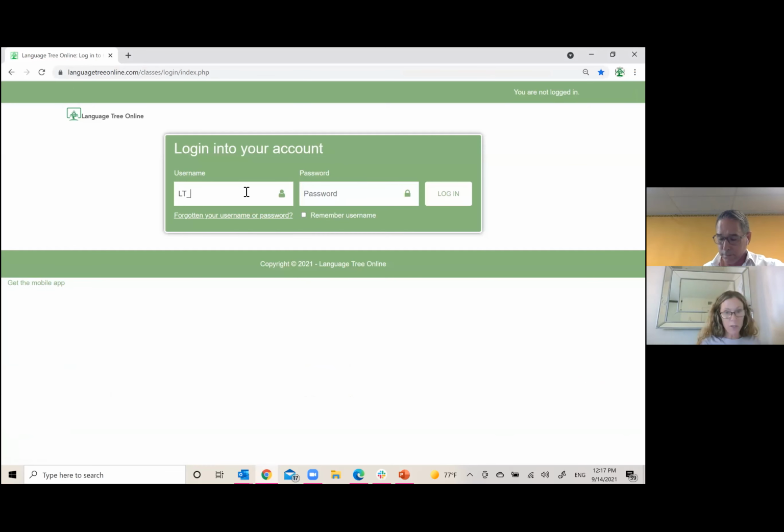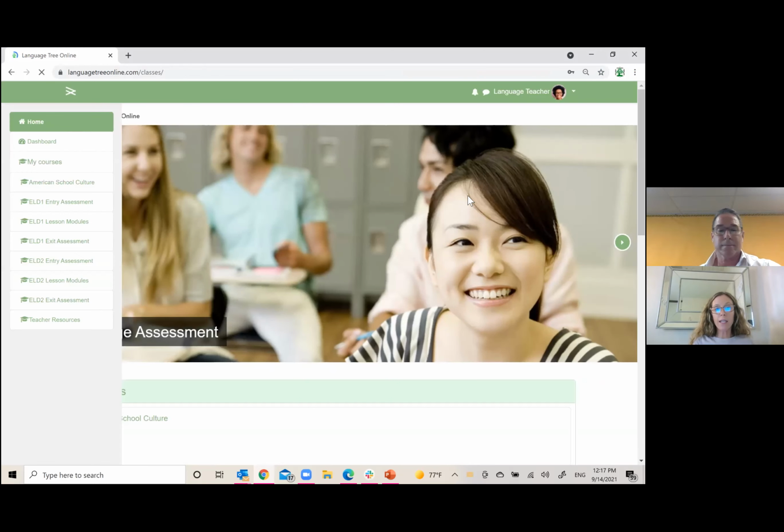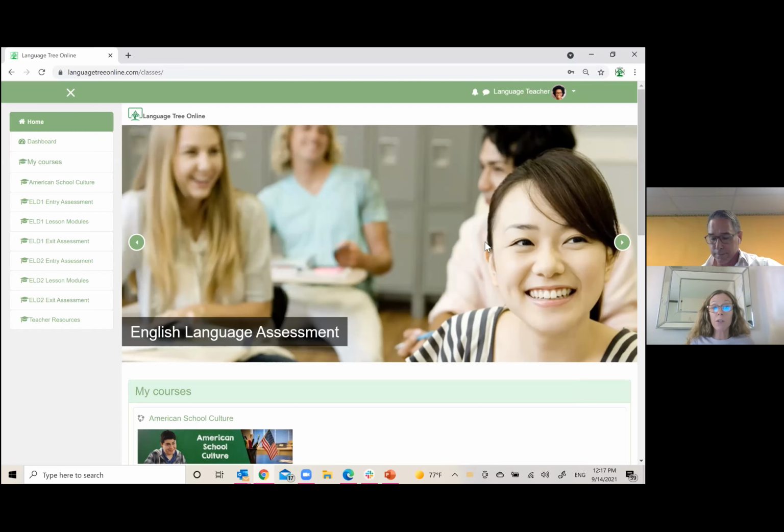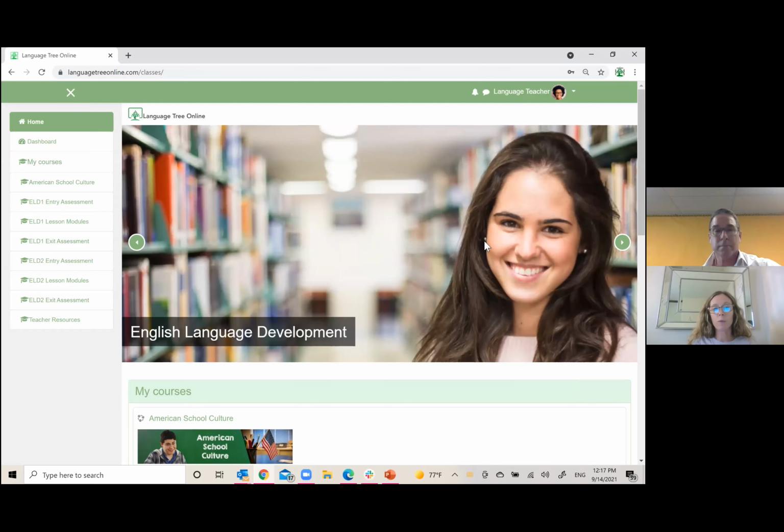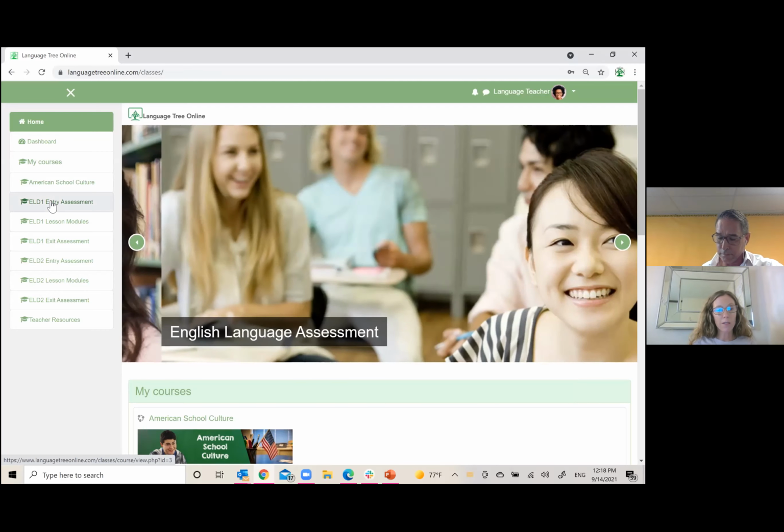I'm going to use a teacher demo account. And one of the things I'd like to point out is that in our program, it's the same view. So whether you're a teacher or a student, the views look exactly the same. We did that on purpose. The only difference is teachers have access to the reporting, and the teacher resources. But besides that, everything else is the same. So I'm just going to click on ELD1 entry assessment. So this is where everybody would start.